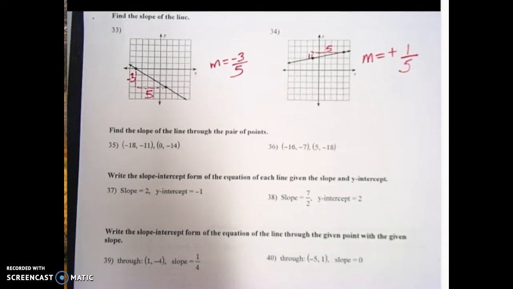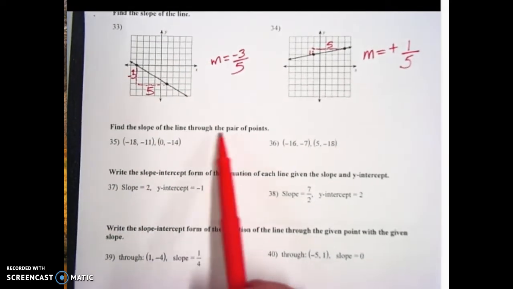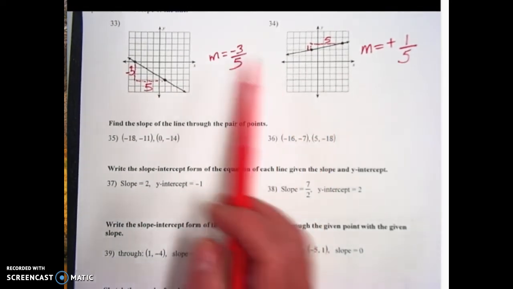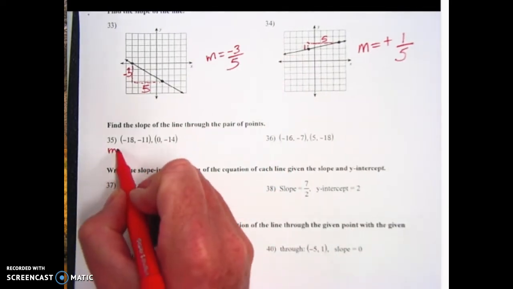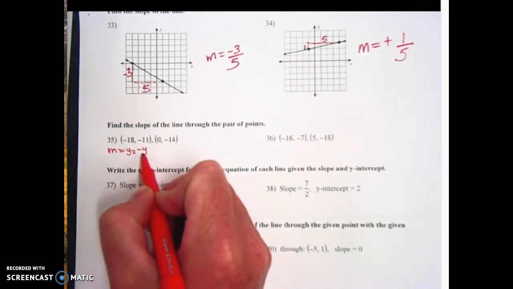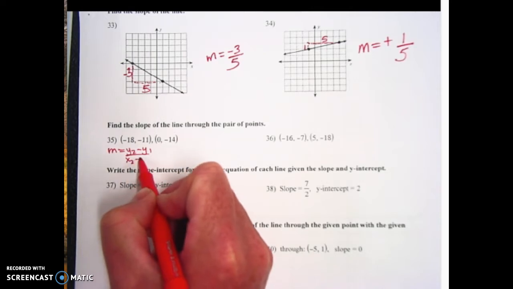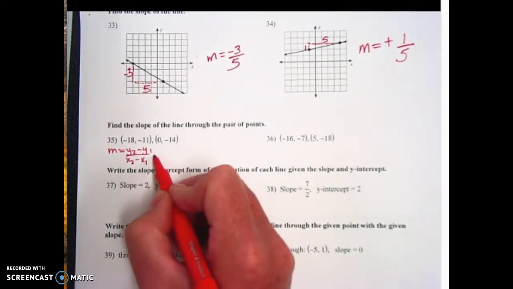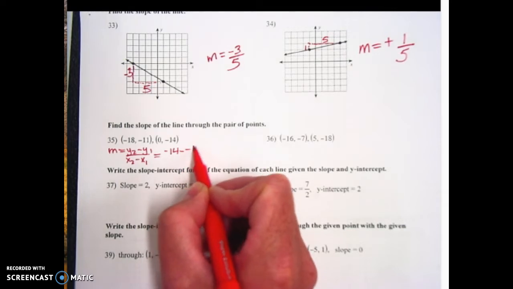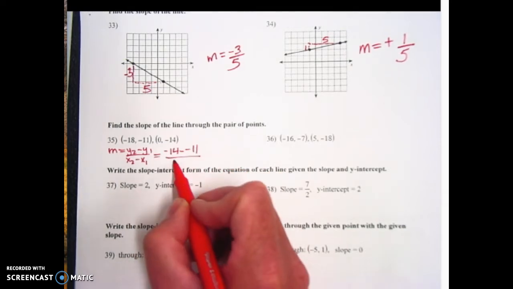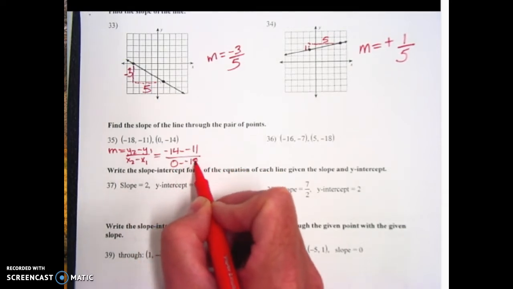Number 35. Find the slope of the line through the pairs of points. If you have a graph, you can graph the 2 points and count it. If you don't have the graph, you're going to use the slope formula, which is y2 minus y1 over x2 minus x1. And then you just want to make sure you plug in your numbers correctly. So you're going to take negative 14 minus negative 11 over 0 minus negative 18.